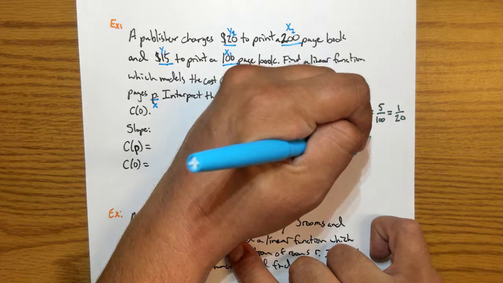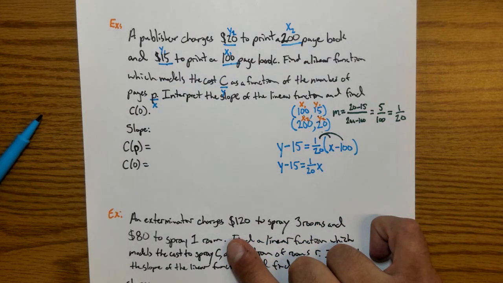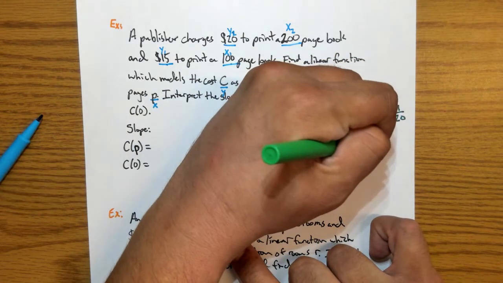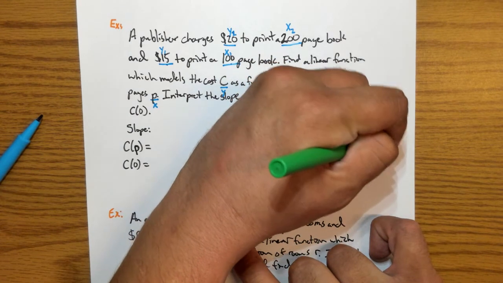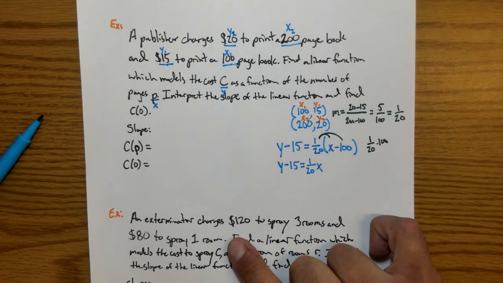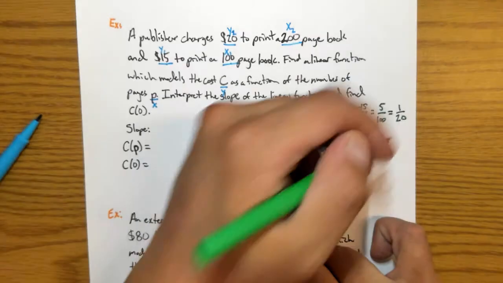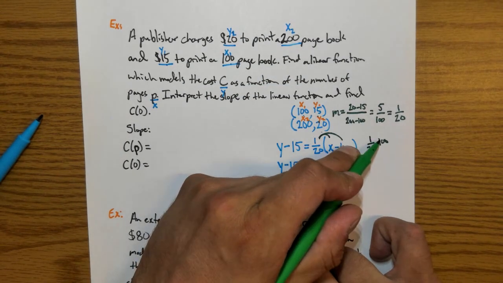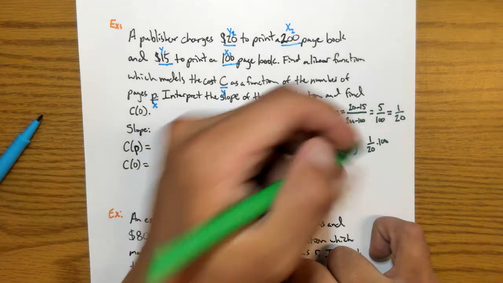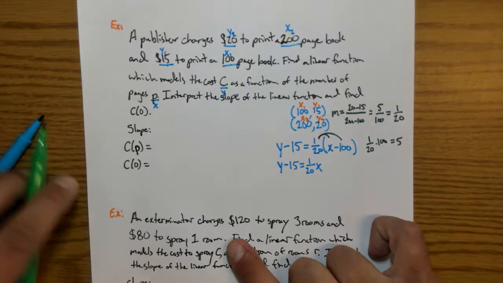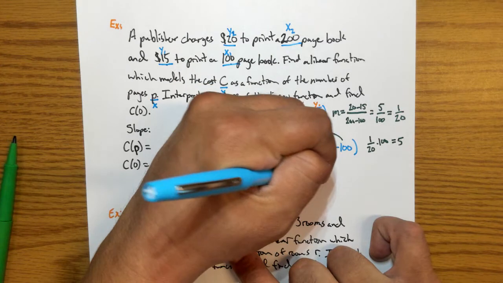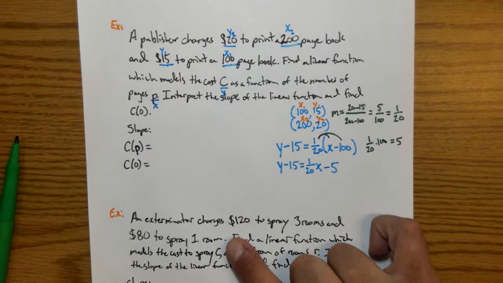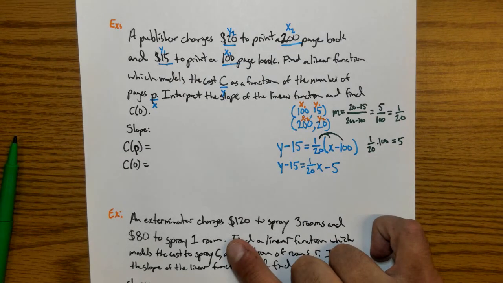So if we have something like 1 over 20 times 100, we want to multiply the top. So 1 times 100 is 100, then divide by the bottom. 100 divided by 20 is 5. So this is going to be minus 5. Or I guess you could always use the calculator on your phone. But that's how you do it.